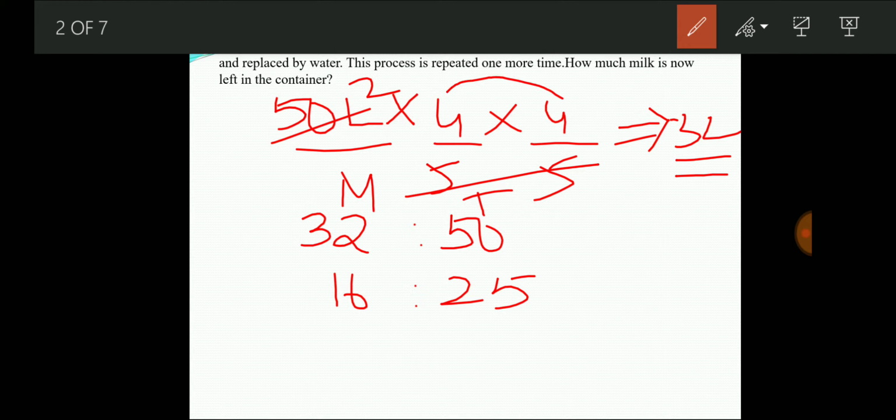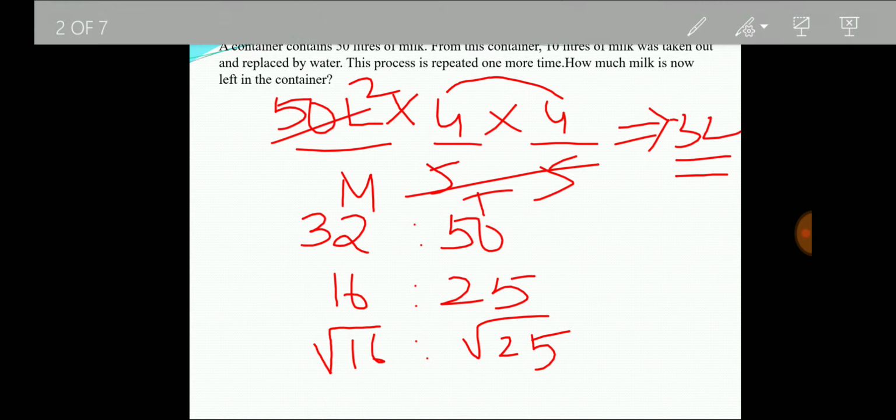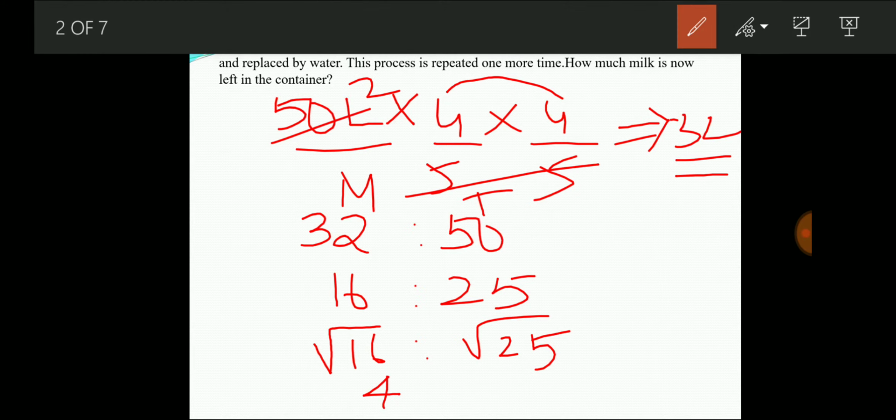So a square gets involved. When the process is repeated 3 times, there's a cube which gets involved. When the process is repeated 4 times, the fourth power gets involved here. Because the process is repeated twice, I'm taking the square root of 16 and the square root of 25. So the square root of 16 is 4 and the square root of 25 is 5.